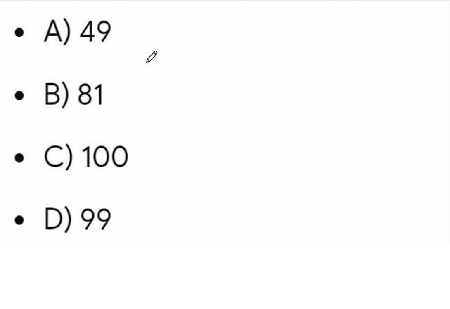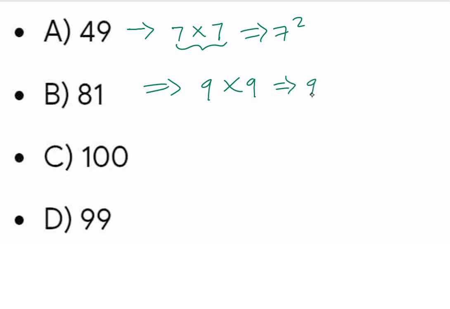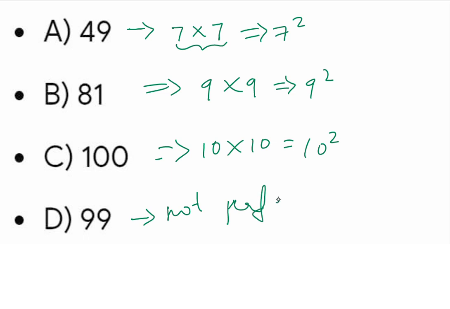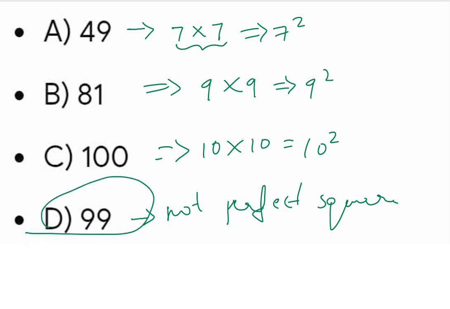First one, 49. When you factorize this number, you will get 7 into 7. So 7 square. It is a perfect square number. So 81 also we can write as 9 into 9, that is 9 square. And 100 also we can write as 10 into 10, that is 10 square. But 99 we cannot write in the form of doublets. So this is not a perfect square. When you factorize this one, you will get some different factors. So the answer is here option D. It is a very simple one.